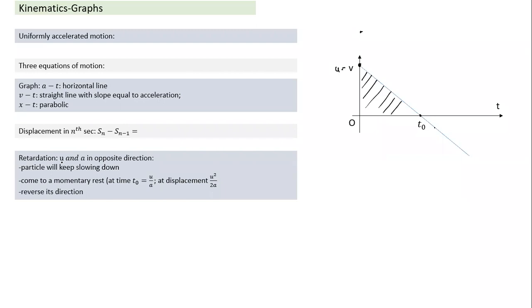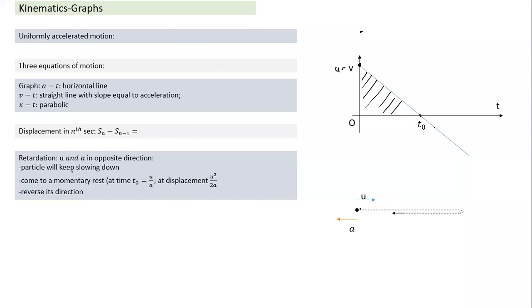And this is important. It comes many times: slowing down, coming to momentary rest. When it comes to momentary rest at a particular instant of time, what is the time? U by a. It comes from v is equal to u plus at. So this t is equal to u by a, and displacement is u square by 2a, and then it reverses direction. So this is how we can represent it.